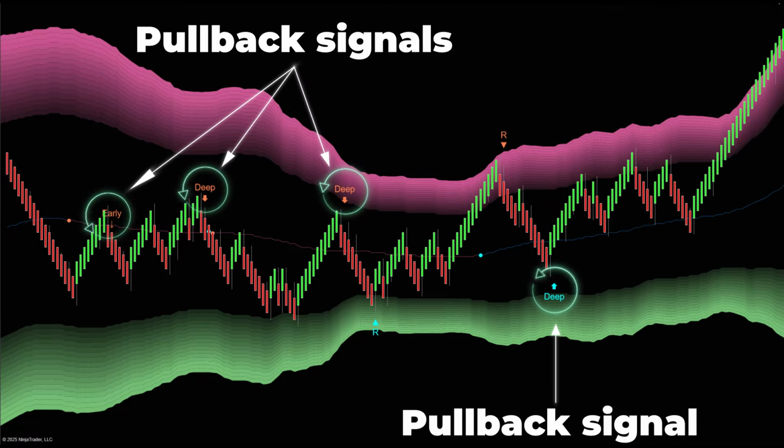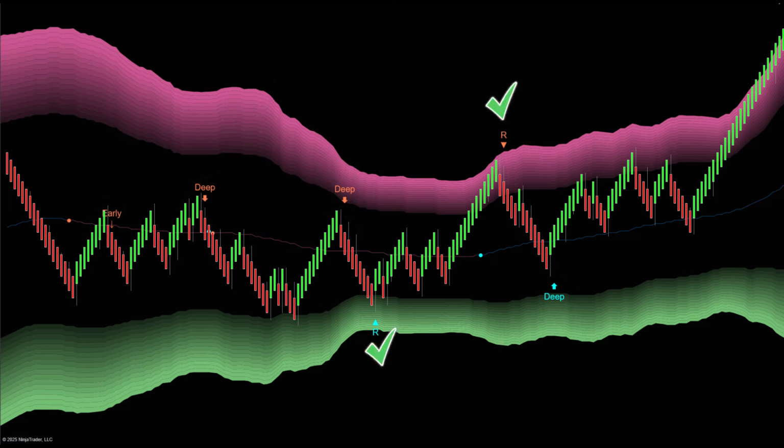The R signal is triggered by detecting volume delta divergence, which helps identify trend exhaustion and potential early reversals. This allows traders to take counter-trend setups near the cloud zones with higher accuracy and better risk control. Next, let's move on to question number 4.